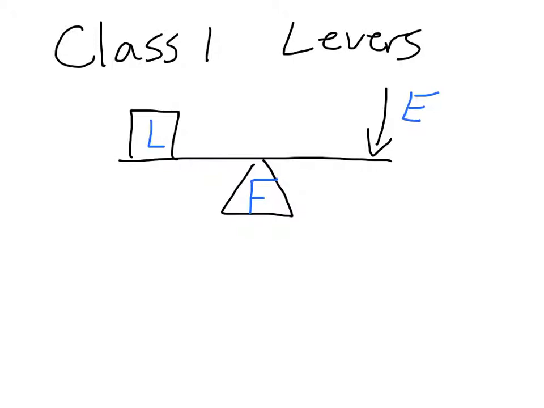so we have the fulcrum is always in between the load and the effort. And so again, it's the relative position of these things. Think of this like a teeter-totter, which is an example of a Class 1 lever.